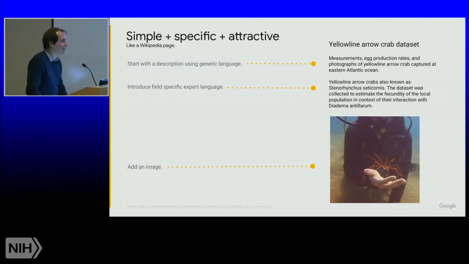And finally, adding images is possible in descriptions, and we have documentation on how to do this, and that makes the results more attractive, but it also makes it easier in some cases for users to decide whether this is the type of data they want, especially with imaging data of various kinds that there's so many produced here at the NIH.